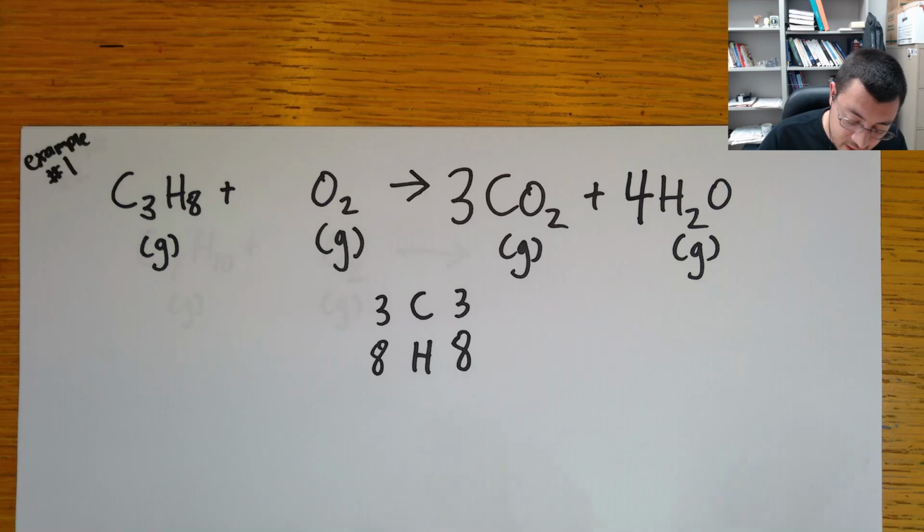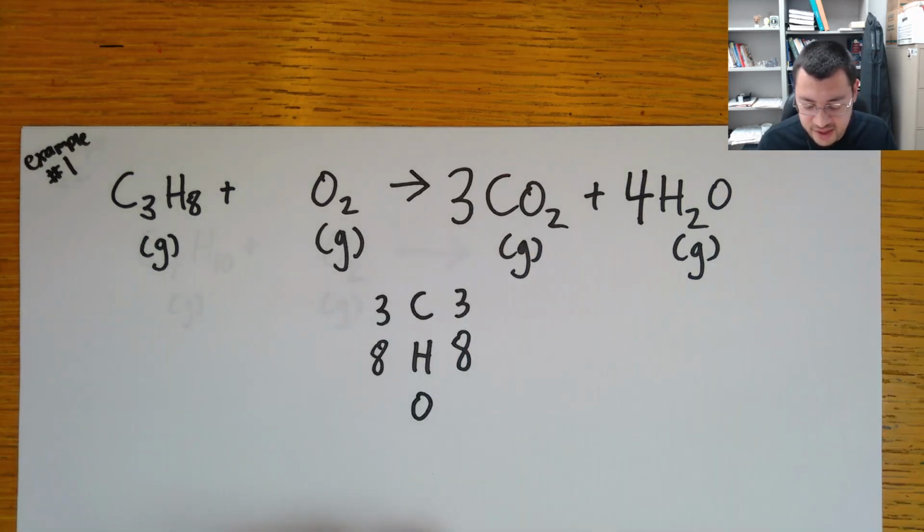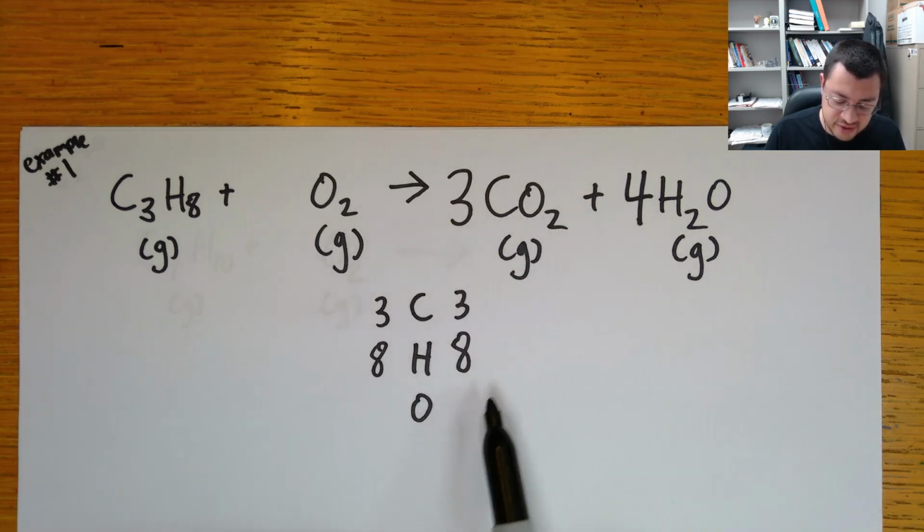There we go. All right, now here comes the important part, the part where I feel it's going to be easy if you do it right. If you don't do it right, I feel like it's easy to complicate this. So here's what I mean by do the oxygens on the product side first, the right side first.